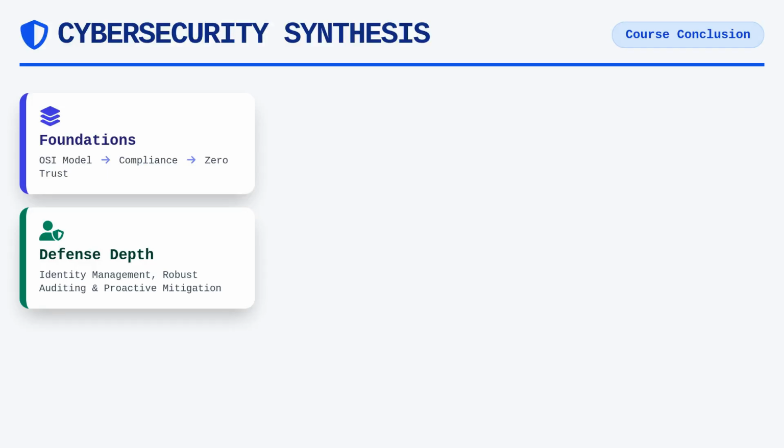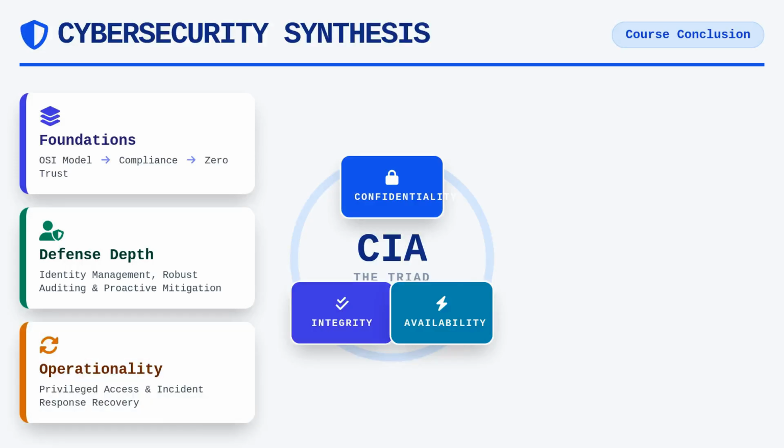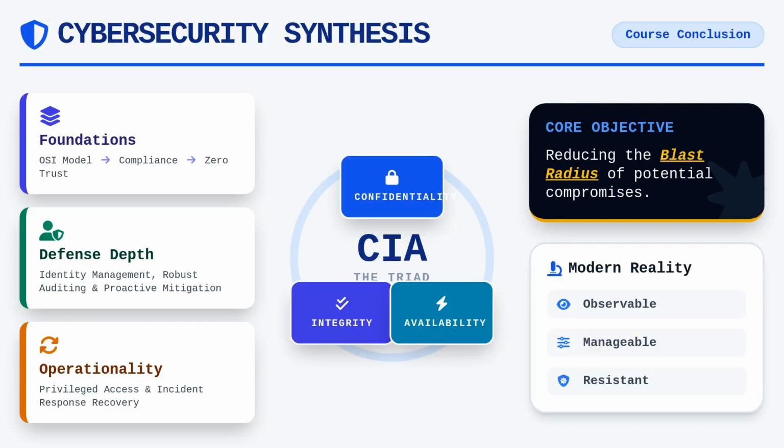By applying the CIA triad, confidentiality, integrity, and availability, to every defensive strategy, we have established a mindset that prioritizes data protection while maintaining operational resilience. Whether discussing the nuances of privileged access management or the recovery phases of an incident response plan, the underlying objective remained consistent: reducing the blast radius of potential compromises. Real-world security is rarely about preventing every possible intrusion, but rather about building systems that are observable, manageable, and inherently resistant to exploitation. As you synthesize these concepts, remember that defensive security is a process of constant iteration rather than a one-time configuration of hardware or software.